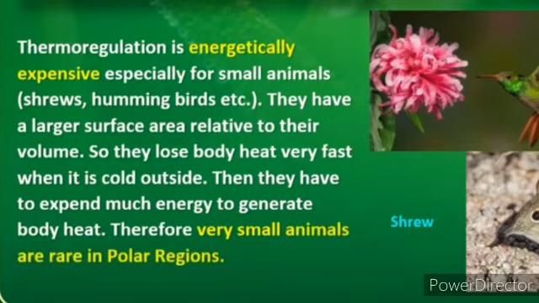Thermoregulation is energetically expensive for many organisms. This is particularly true for small animals like shrews and hummingbirds. Heat loss or heat gain is a function of surface area. Since small animals have a larger surface area relative to their volume, they tend to lose body heat very fast when it is cold outside. Then they have to expend much energy to generate body heat through metabolism. This is the main reason why very small animals are rarely found in polar regions.